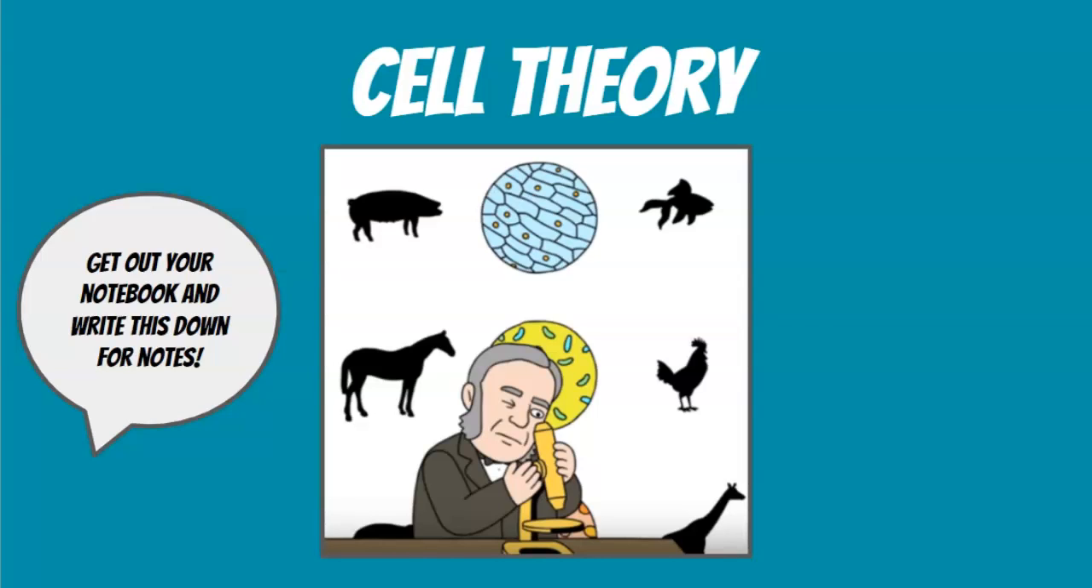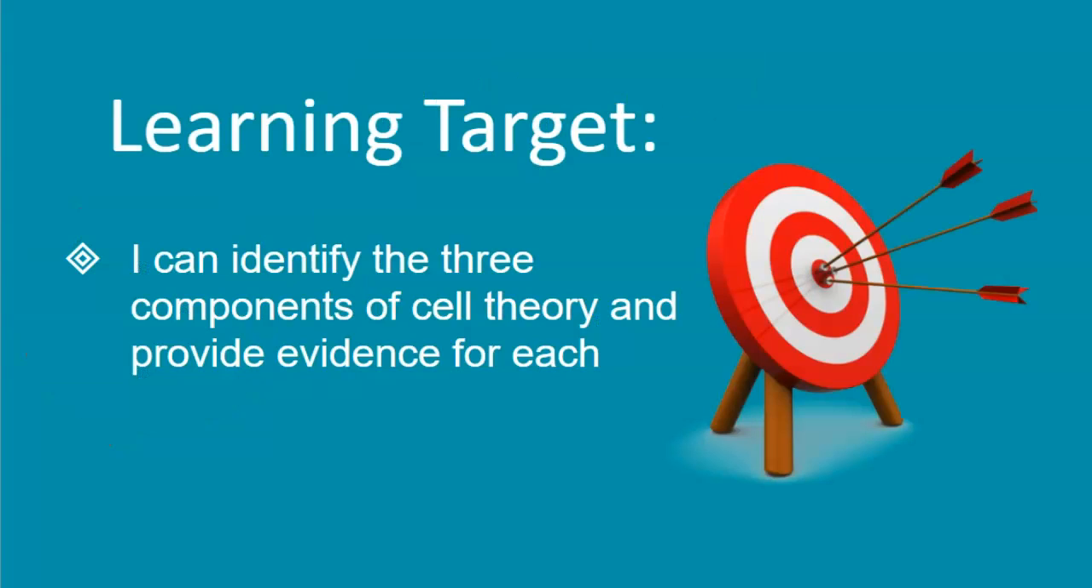Today we're going to be talking about cell theory. Your title for today's notes can be just cell theory. We're going to be talking about how they discovered cells and what they found out and how those principles apply to cells today. Our learning target: I can identify the three components or three parts of the cell theory and provide evidence for each one. This is what I would expect you to be able to do on a test.